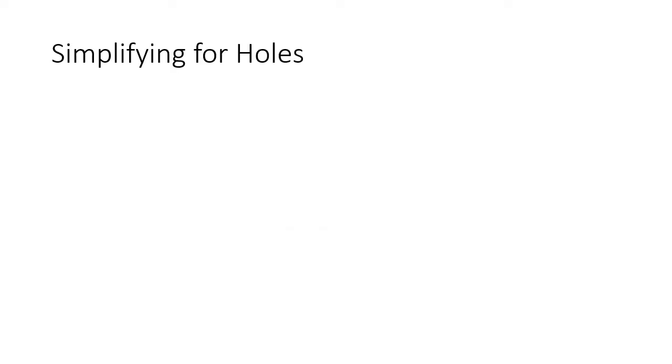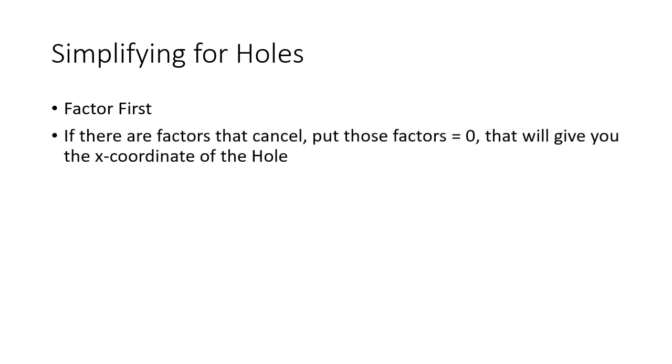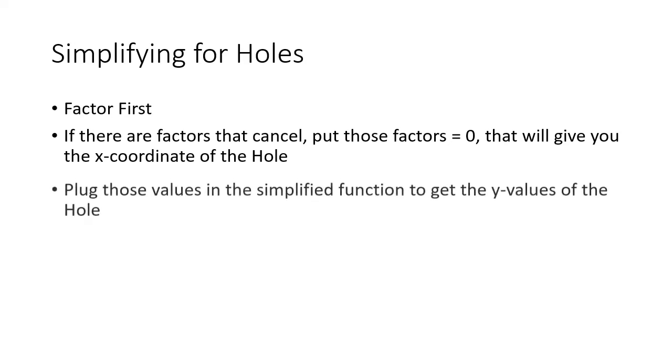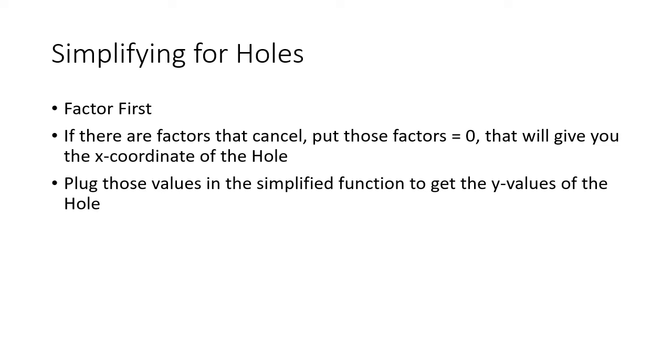Alright, so let's simplify for holes. We factor first, as with most of the things that we're doing. If there are factors that cancel, you put those factors equal to 0, and that will give you the x coordinate of the hole. You plug those values in the simplified function to get the y values of the hole, and you're done.